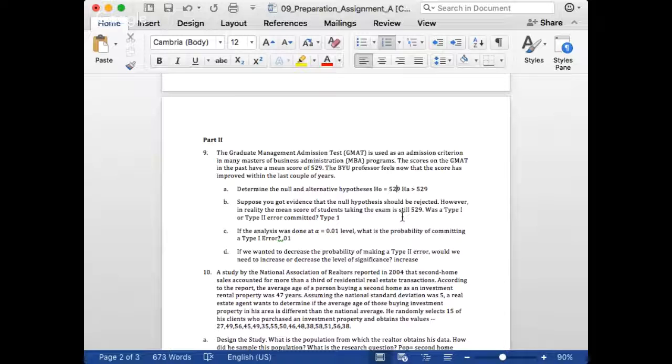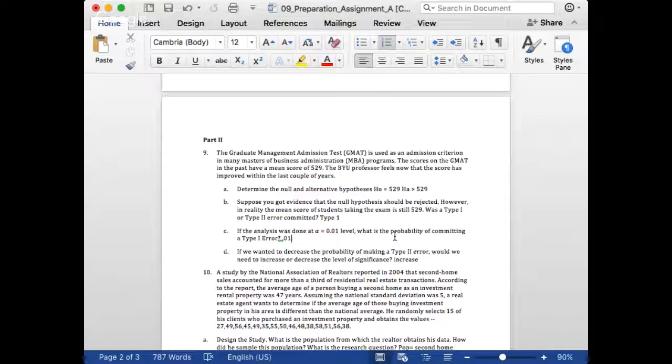Yep. All right. B, suppose you got evidence that the null hypothesis should be rejected. However, in reality, the mean score of the students taking the exam is still 529. Is a type 1 or type 2 error committed? So, be quick. Type 1 means you reject the null when it's true. Type 2 is you don't reject the null when the alternative is true. That makes sense? Yeah, it does. All right. So B is a type 1 error because you reject the null when it was true.